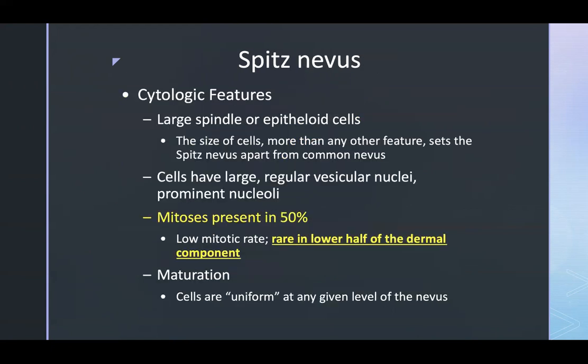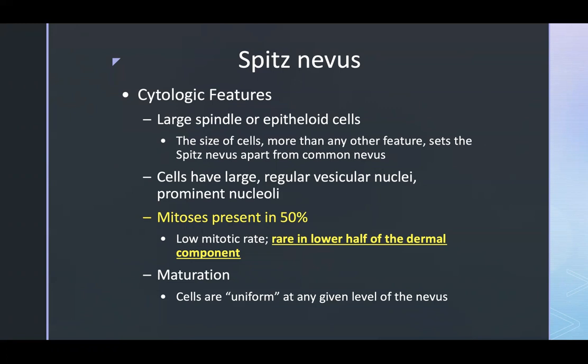Spitz nevi cytologically show large spindle to epithelioid cells. The size of the cells, more than any other feature, sets the Spitz nevus apart from common nevi. So they typically have larger cells. They've got regular vesicular nuclei, prominent nucleoli. They have abundant eosinophilic cytoplasm.